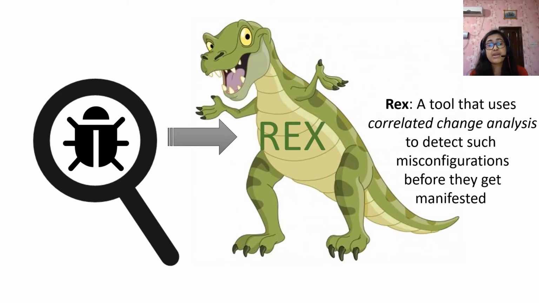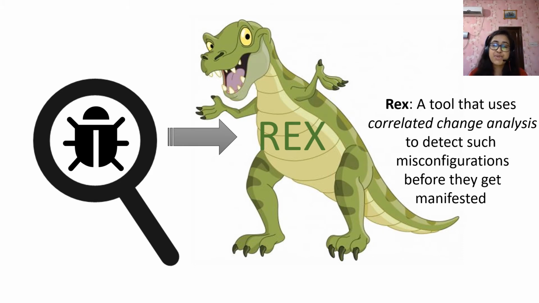We have tried to come up with a completely automated tool called Rex that uses correlated change analysis to detect these misconfigurations before they get manifested into the system. With the ubiquitous use of version control systems like Git, we have a lot of information available about the historical changes made in a particular PR, and we want to exploit that information to guide a learning process instead of asking developers for manual input.